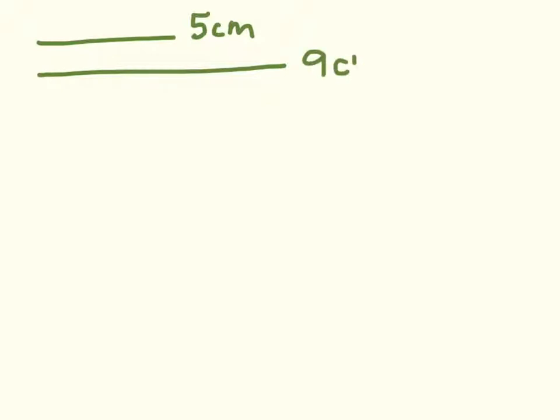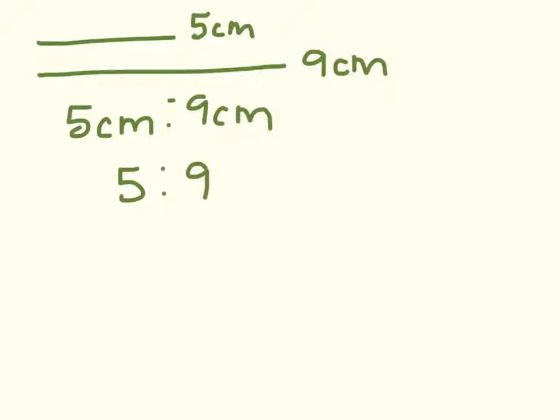When two quantities, such as the length of two lines, have the same units, they can also be compared using a ratio without the units to compare the quantities. For example, let's say this line is 5 centimeters and this line is 9 centimeters. 5 centimeters and 9 centimeters have the same unit. So the ratio of the top line to the bottom line could be written as 5 centimeters to 9 centimeters. But we can leave off the units because they're the same. We could simply write this as 5 to 9.